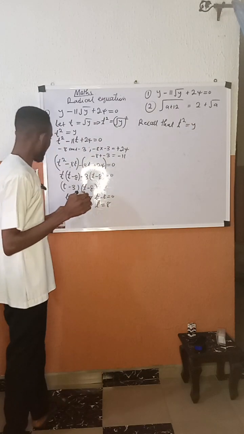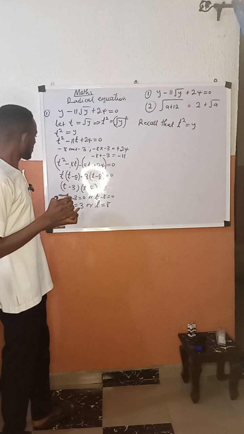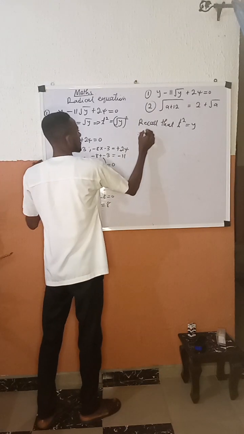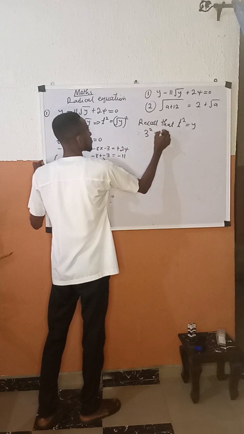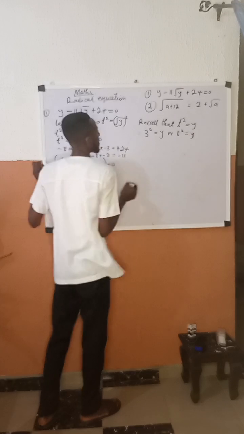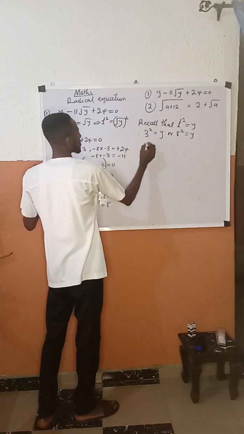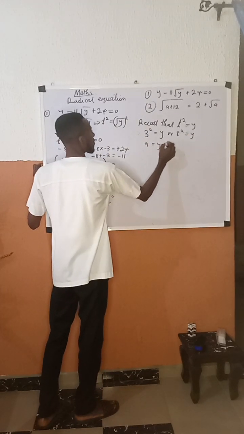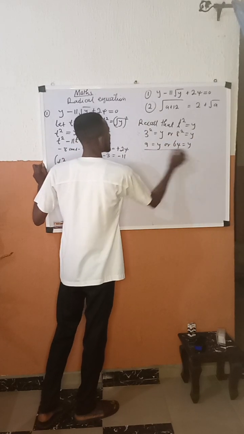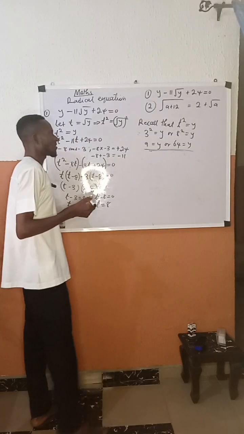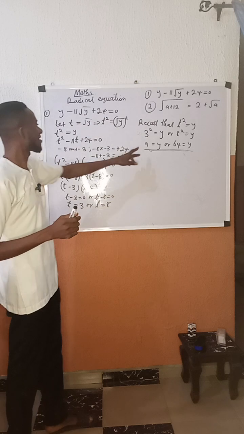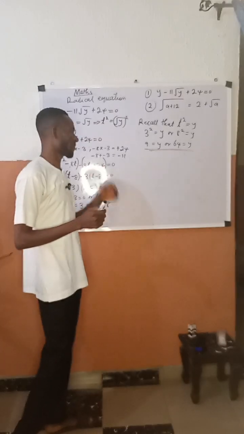And we are able to find the value of t to be 3 or 8. Therefore, 3 raised to power 2 equals y, or 8 raised to power 2 equals y. And of course, 3 raised to power 2 is 9 equals y, or 8 raised to power 2 is 64 equals y. Therefore, the two possible values of y that can satisfy this equation 1 are 9 and 64.